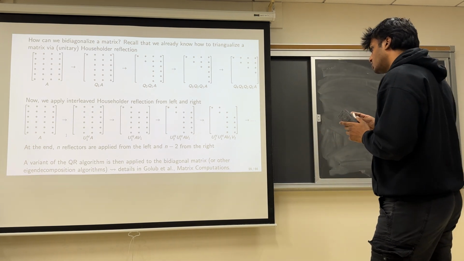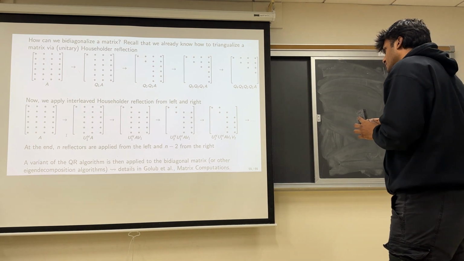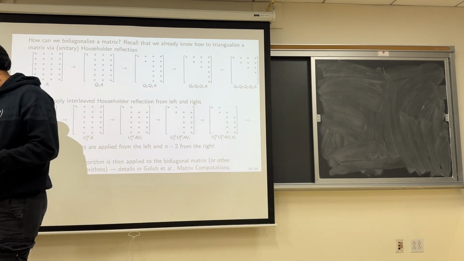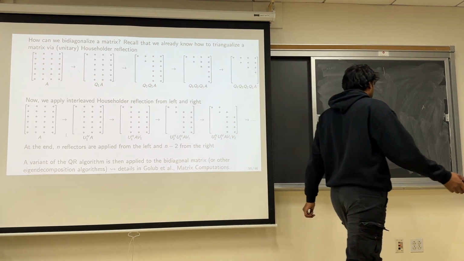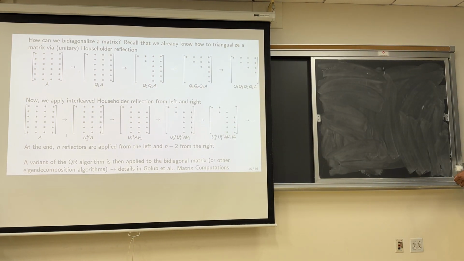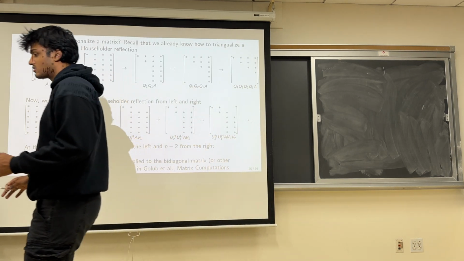A variant of the QR algorithm is then applied to the bidiagonal matrix, or other eigendecomposition algorithms. This is fine. So maybe the intuition is that it is easy to compute the eigenvalues of bidiagonal matrices, like only bidiagonal matrices. Okay, maybe.